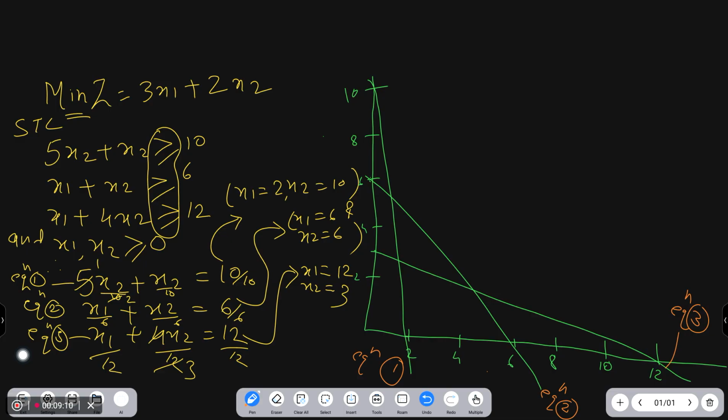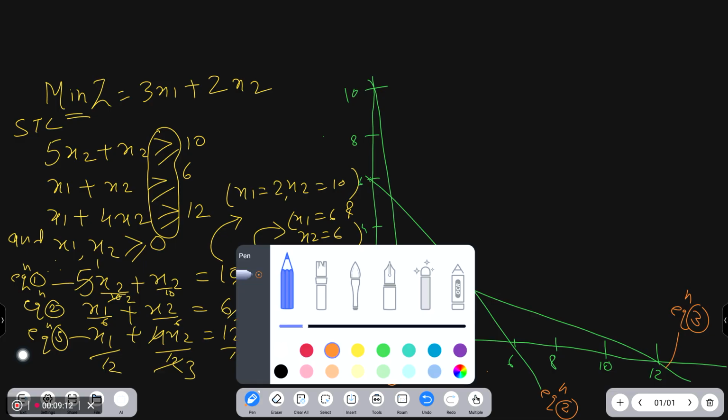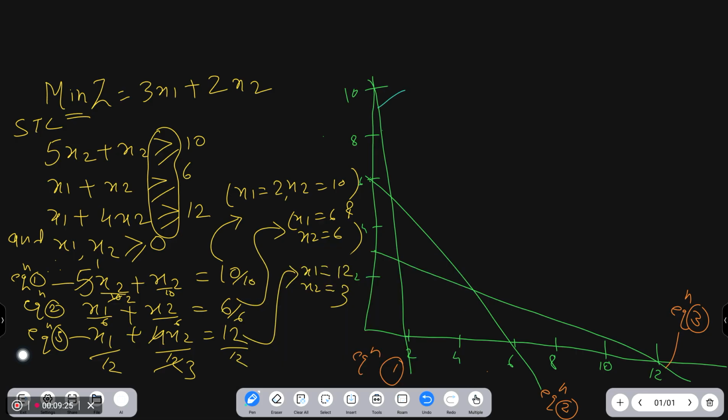Now, what is the nature of the problem? What is the nature of our problem? It is a minimization problem, and all constants are greater than. Therefore, our region should be completely opposite to the origin. Completely opposite to the origin. It should not be towards the origin. It should be completely opposite to the origin.